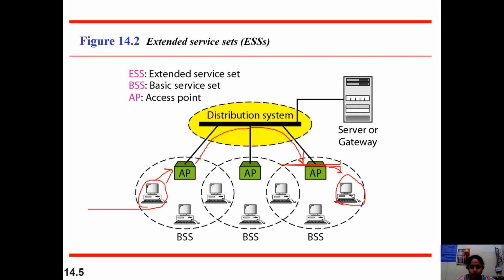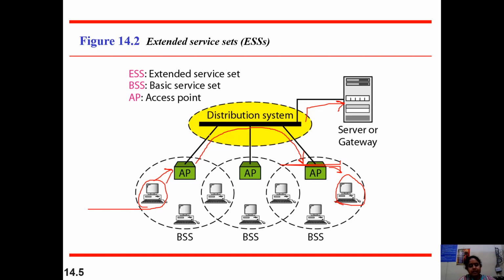There is one thing to notice. This distribution system is connected to a server or gateway. A gateway is nothing but a protocol converter. So suppose from a wireless network, you wish to communicate with a station which is connected in a wired network, then there has to be a mediator who understands both protocols, the wireless protocol as well as the wired protocol. So the gateway acts as that mediator, and so we call the gateway a protocol converter.